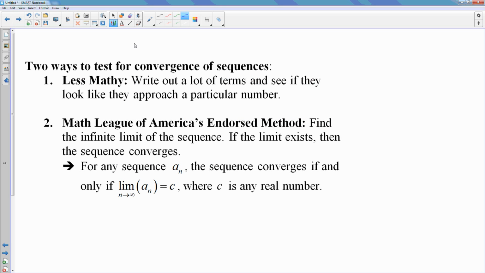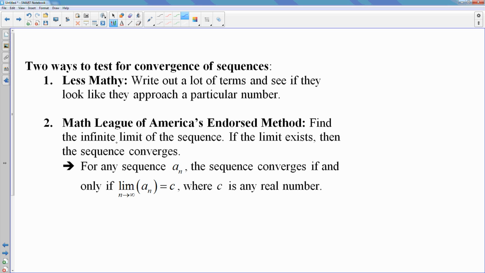The ways you can test for convergence is you could do exactly what I just did, where you just write out a whole bunch of terms and see if it looks like they approach a particular number, and you can punch in your calculator to see if they do approach a particular number. That's not really smiled upon by the Math League of America. If the representative from the Math League of America was here teaching this class, they would say that in order to determine if a sequence converges, you actually go into limits.